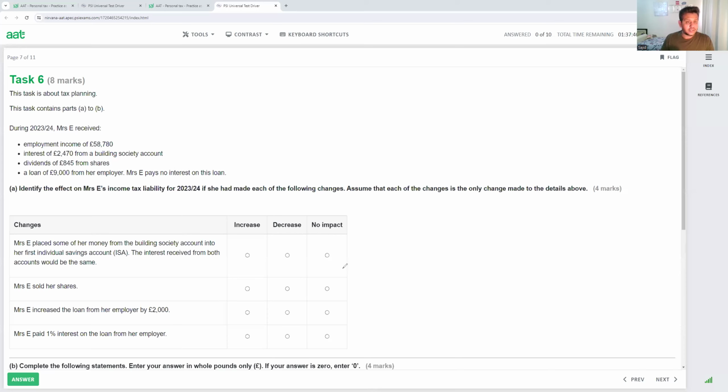Let's look at this question. This one is from practice assessment 2 for the employment income. This question format is quite common in the exam, so you need to be very careful how it works. Let's have a look.